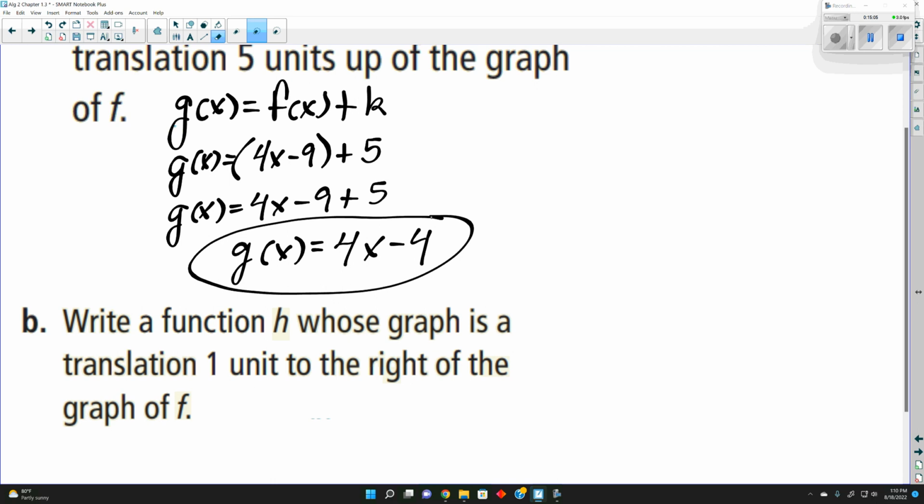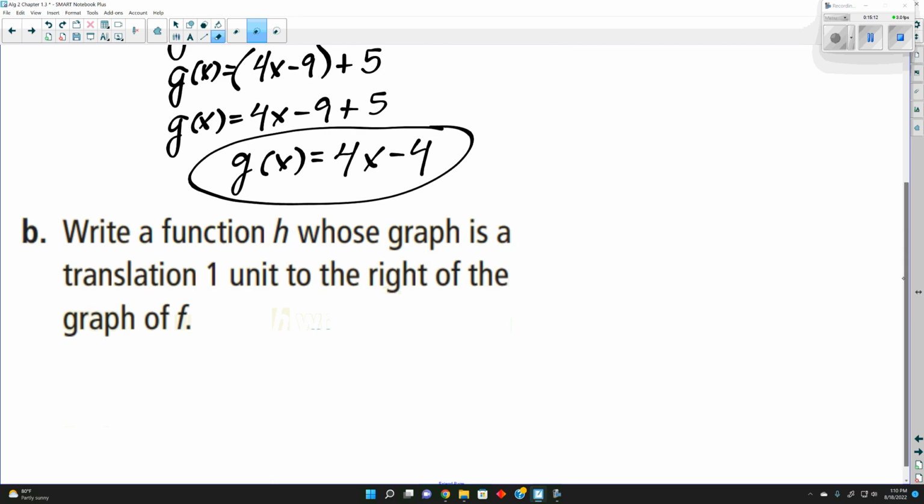A little bit, because with horizontal, we're having to replace x.